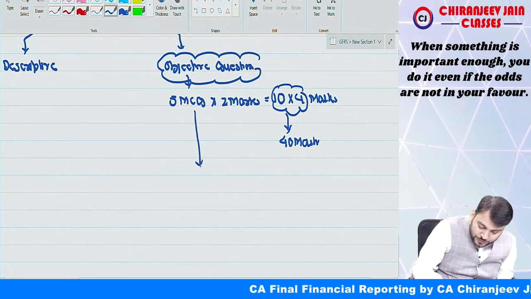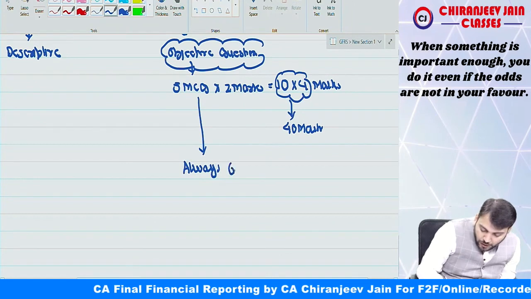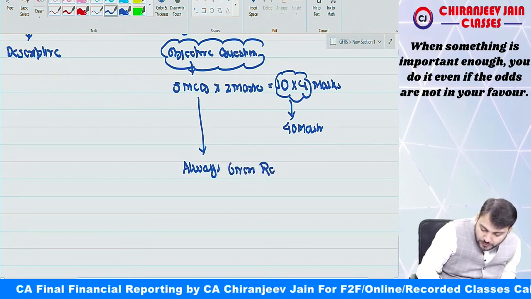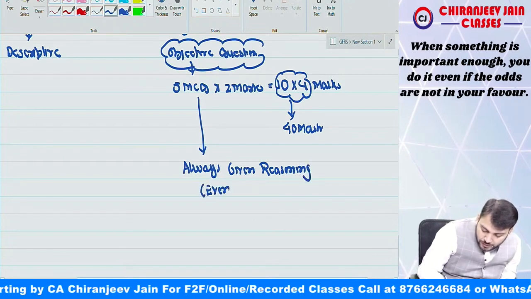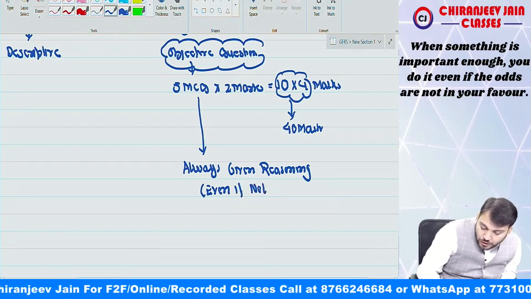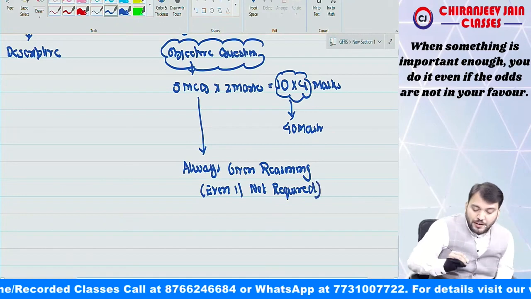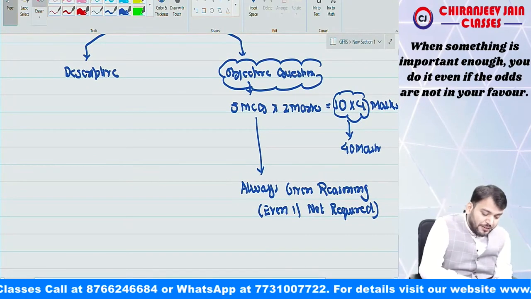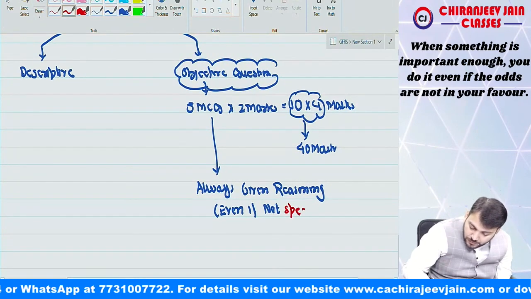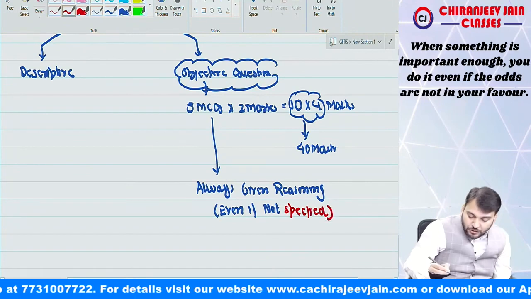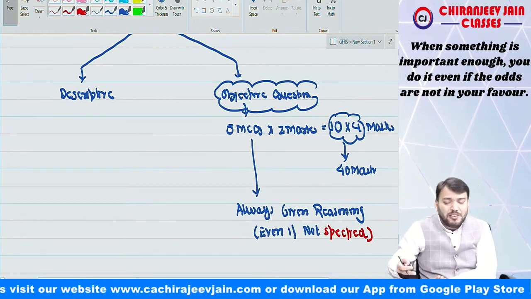So for these MCQs you need to always give reasoning, even if not specified in the question. Have you understood? So these 40 marks will be very easy to score. It will be proved when we take up the case studies.